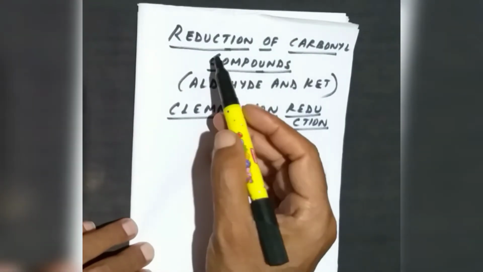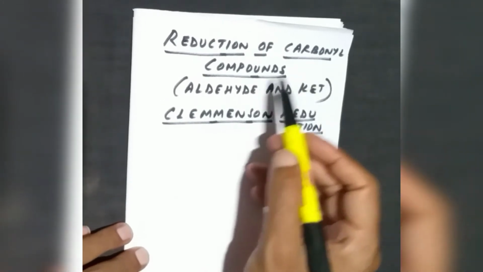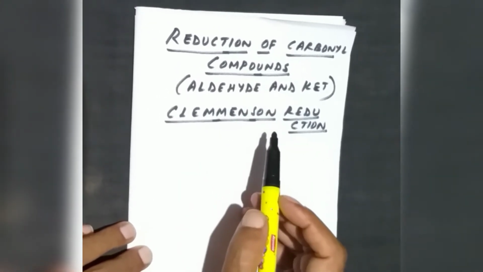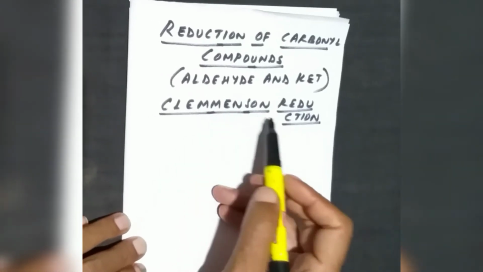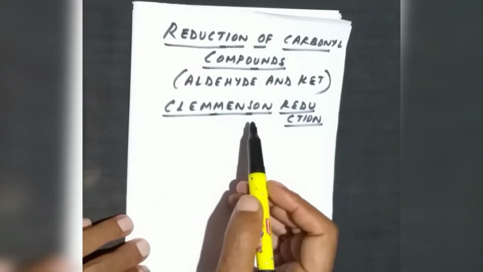So in this class, we will discuss the reduction of carbonyl compounds. Carbonyl compounds are aldehydes and ketones. There are two named reactions here. One is the Clemmensen reduction, and the second is the Wolff-Kishner reduction. We will discuss both reactions now.